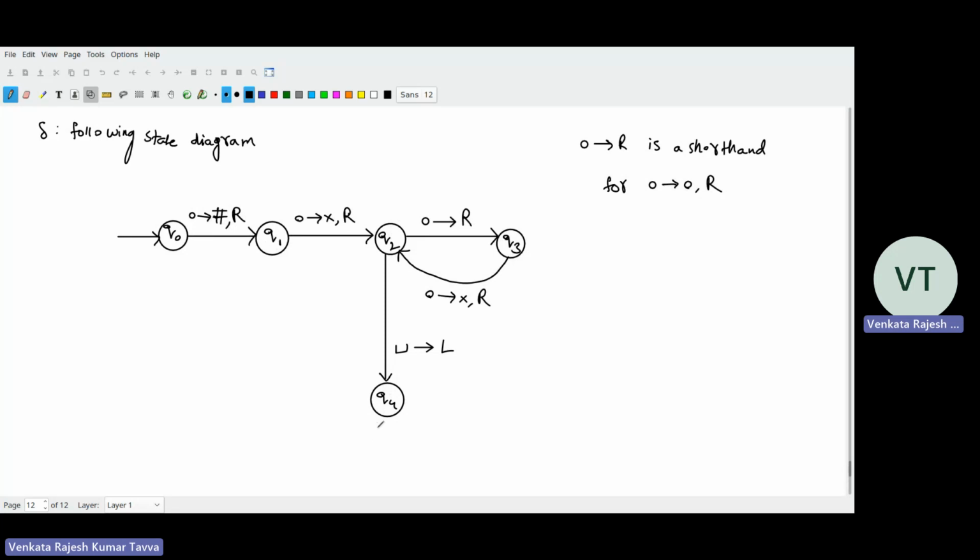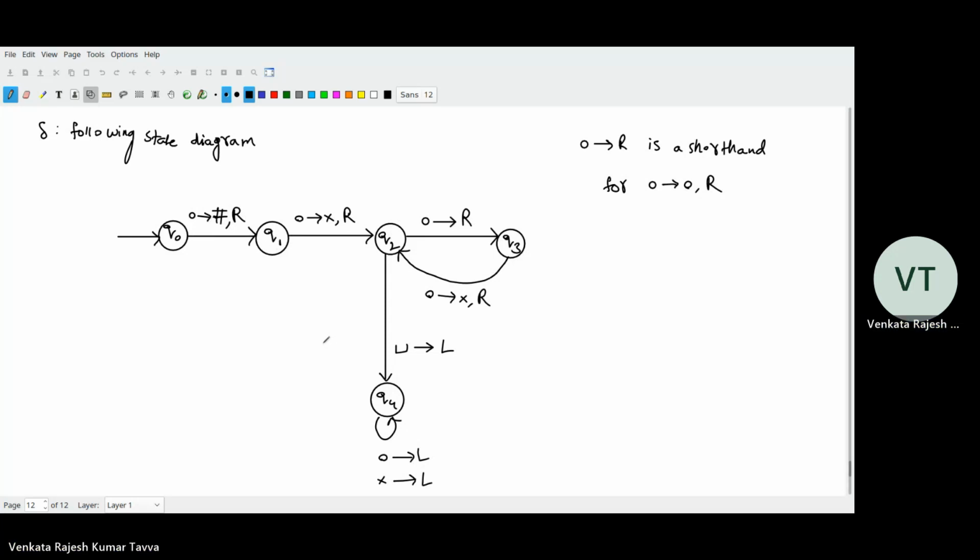Now in this state Q4, you keep going left until you see a hash. On the left, you may see zeros, you may see cross. Okay. So there will be a loop. Whether I see a 0 or cross, I'll keep going left until I see a hash, which means I reach the left end of the tape.